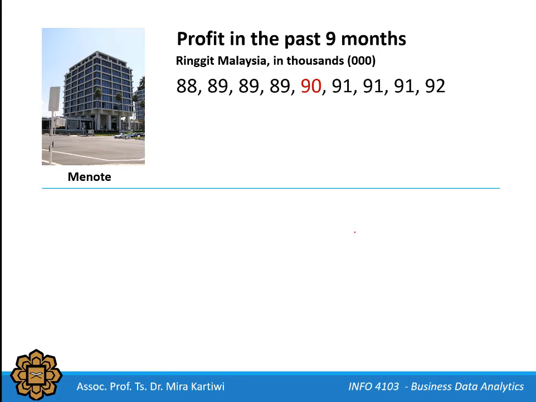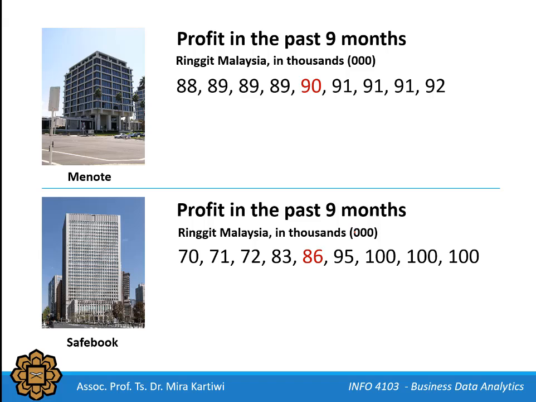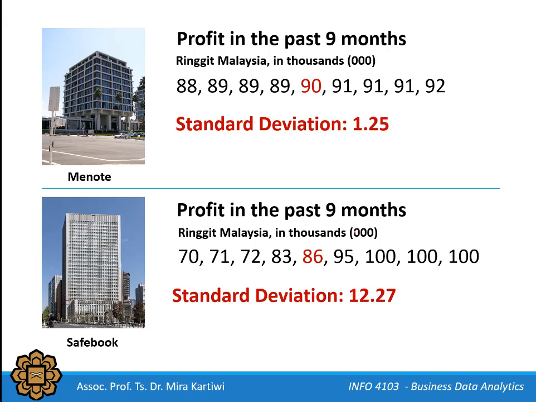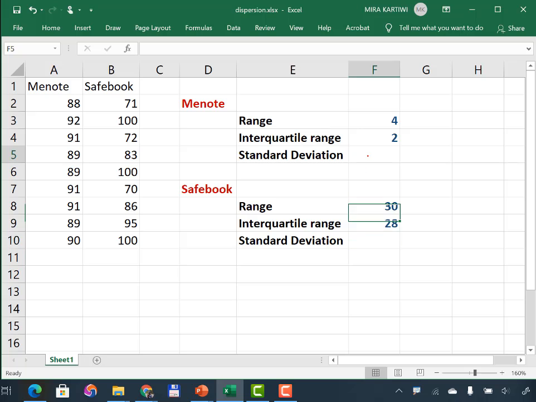Let's go back to the example. In this case, again, we have the profit in the past 9 months from both companies. Based on the standard deviations, for the first company, Minnow, the standard deviation is 1.25, whereas for SafeBook, the standard deviation is 12.27. How do we calculate the standard deviation in Excel? Since we have all values here instead of a sample, we need to calculate using the standard deviation of the population.